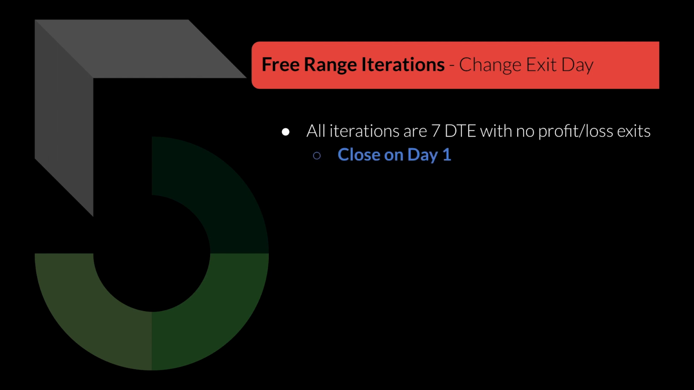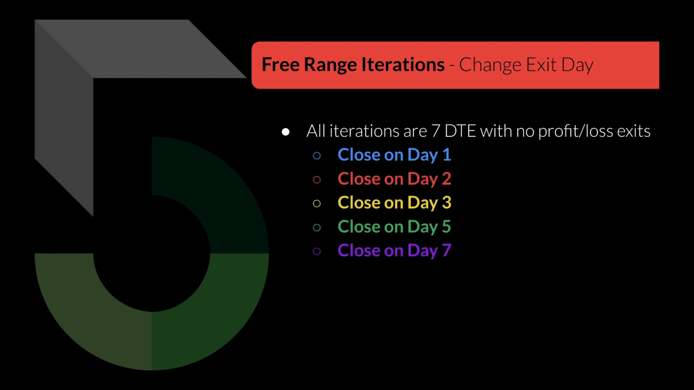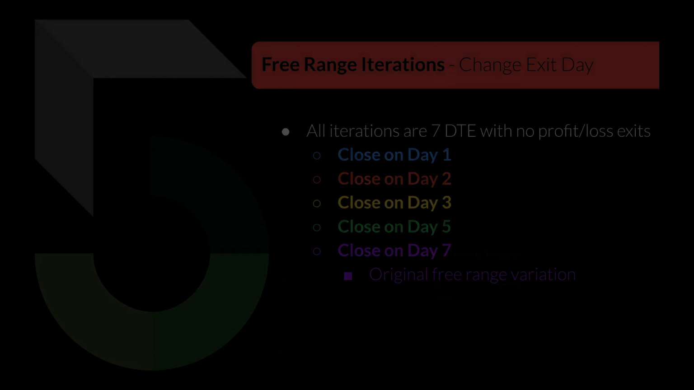So the first iteration is just closing on day 1. So it's a 7 DTE trade, but I'm just going to close on day 1 at the end of the day, close on day 2, day 3, day 5, day 7, which is the original free range variation, just letting it go all the way up 2 hours before expiration. So how did these perform?